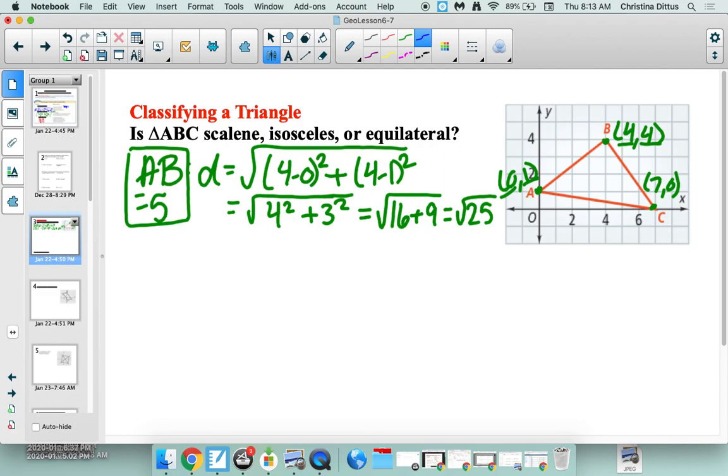Okay. Let's do BC now. What are the x values of BC? 4 and 7. So I'm going to go 7 minus 4 squared, plus 4 minus 0 squared. Yep, again, it doesn't matter which order you do them in because you square them anyway.